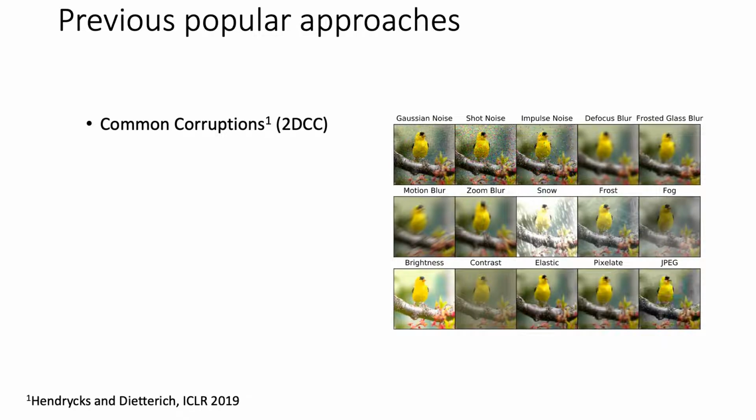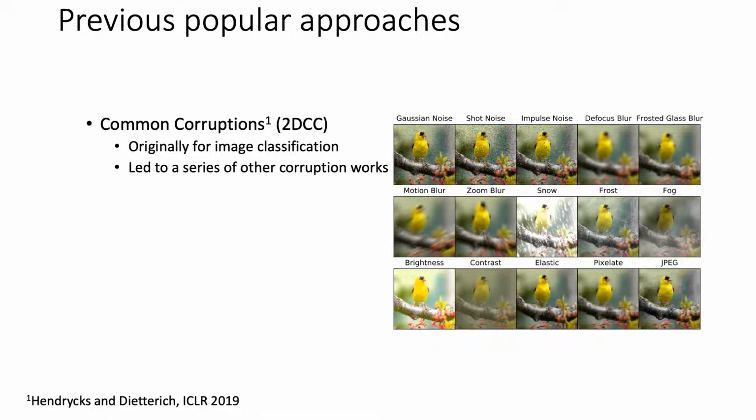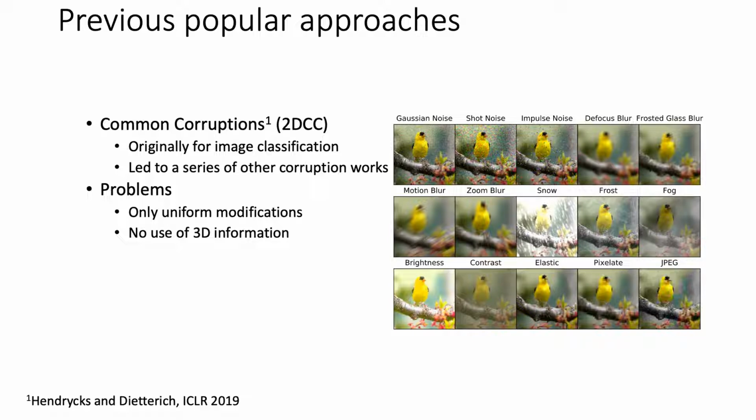Several studies proposed corruption-based robustness benchmarks. Common corruptions, or 2DCC, is a recent one. It was originally for benchmarking image classification models. Other works extend it to other tasks such as object detection. It only considers uniform modifications on the image. In other words, 2DCC does not use 3D information. This results in corruptions that could be unrealistic.